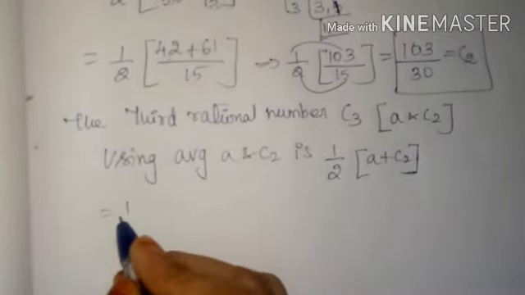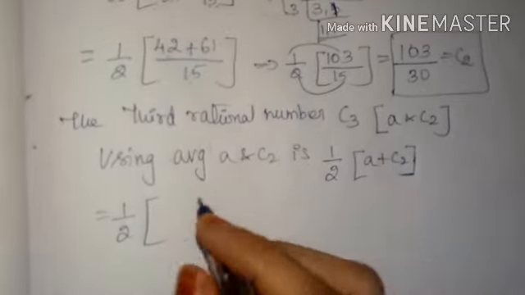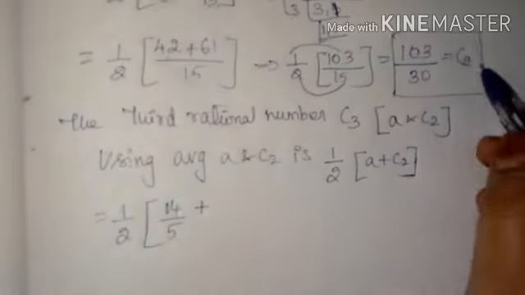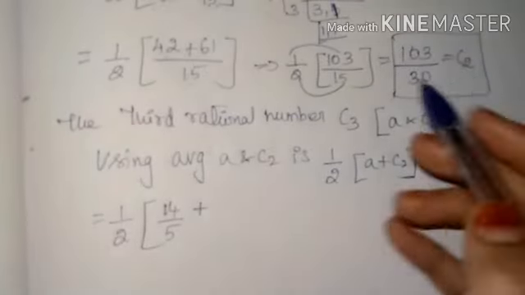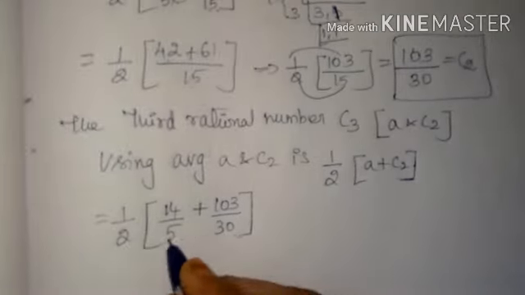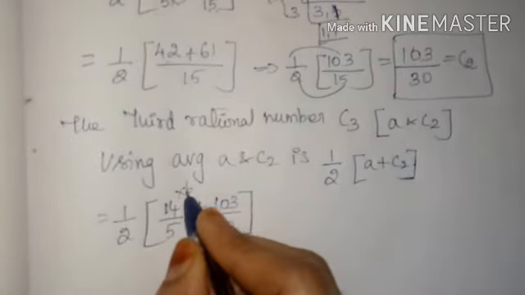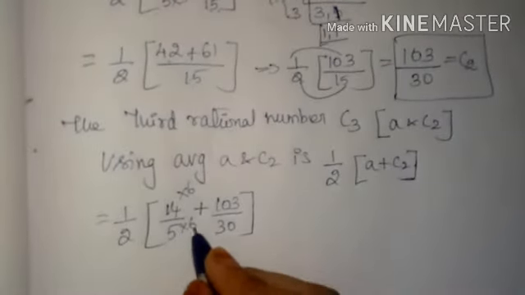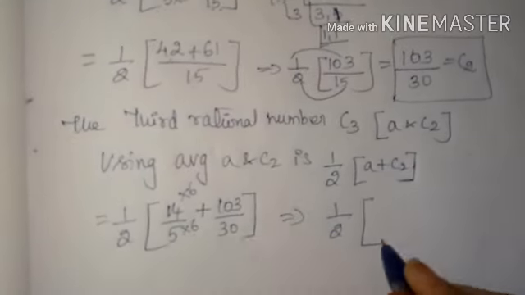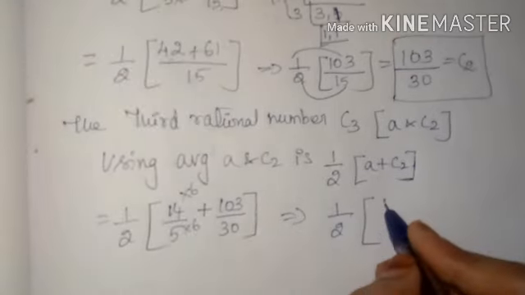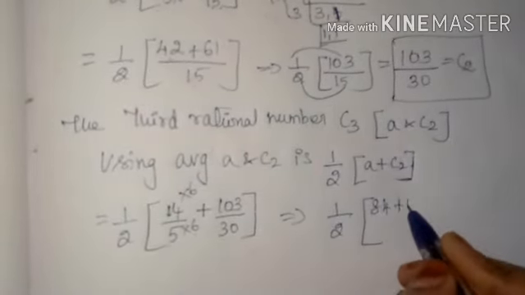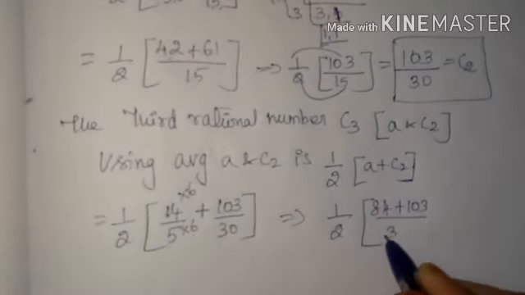Now write 1 by 2. What is the value of A? 14 by 5, it is given in the question. Plus C2, we already know our C2 value is 103 by 30. Your LCM should be 30. That means we have to multiply here by 6, then we will get 6 5s are 30 in our denominator. So 1 by 2, multiply this: 6 4s are 24, carry over 2, 6 1s are 6, 6 plus 2, 8. Plus 103 by 30.